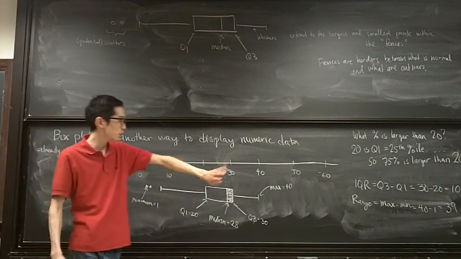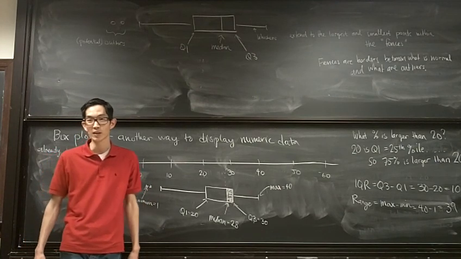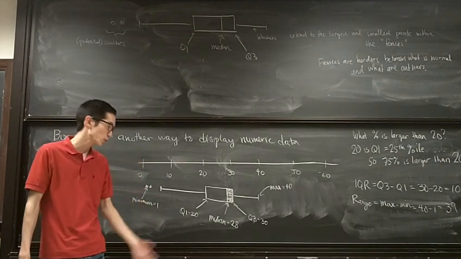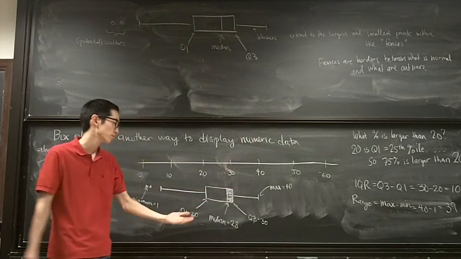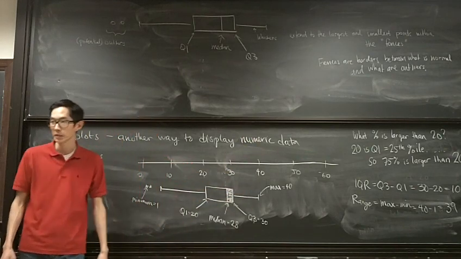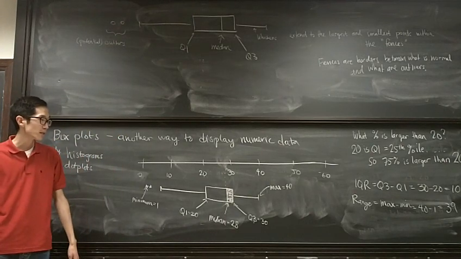Okay, what percentage of data is bigger than 30? 25%, right? Because this is Q3. How much is bigger than Q3? 25%. Okay? So this is a box plot.